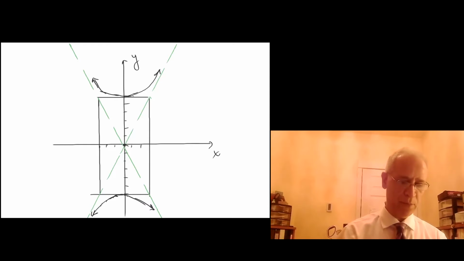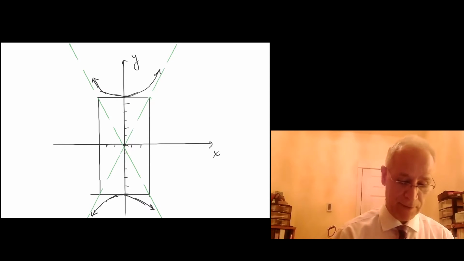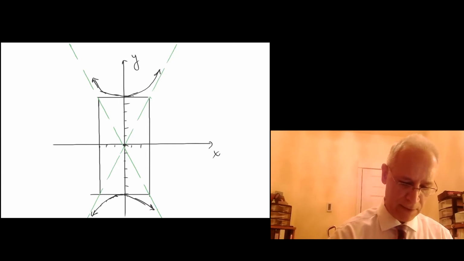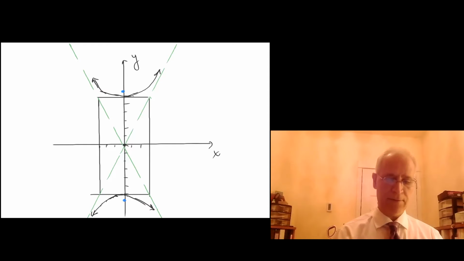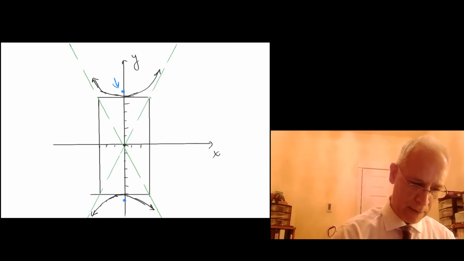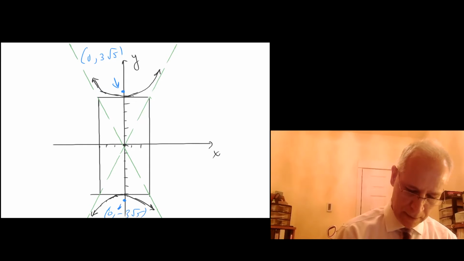And let's identify some points. Oh, foci. We said the value of c was 3 root 5, which was close to 6.7. 1, 2, 3, 4, 5, 6, somewhere roughly about here and about here. So let's identify these points. This is going to be 0 comma 3 root 5. This is going to be 0 comma negative 3 root 5. These are the foci.